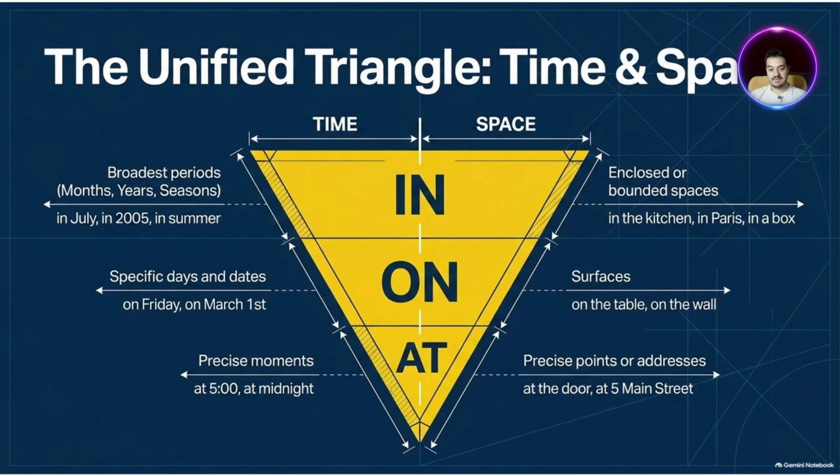Good. And if we want to talk about the precise points or addresses, we use the word at. For example, I'm at the door, I'm at 5 Main Street, I'm at university, I'm at the park even. We say I'm at the park when we are at the entrance, not inside it, right? So we're simply talking about a very, very specific place or address.